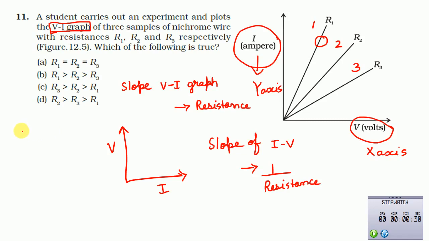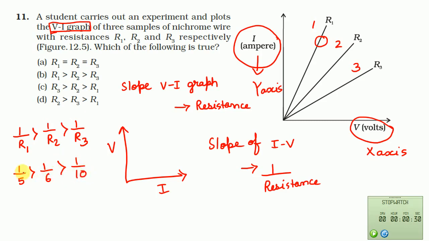The slope of the IV graph gives 1 by R. So 1 by R1 is greater than 1 by R2, which is greater than 1 by R3. Because 1 by R1 is greater than 1 by R2, which is also greater than 1 by R3, it is like 1 by 5 being greater than 1 by 6.